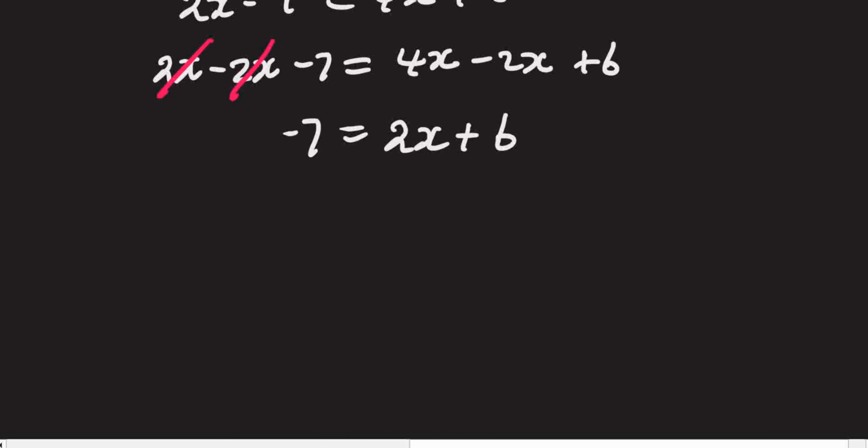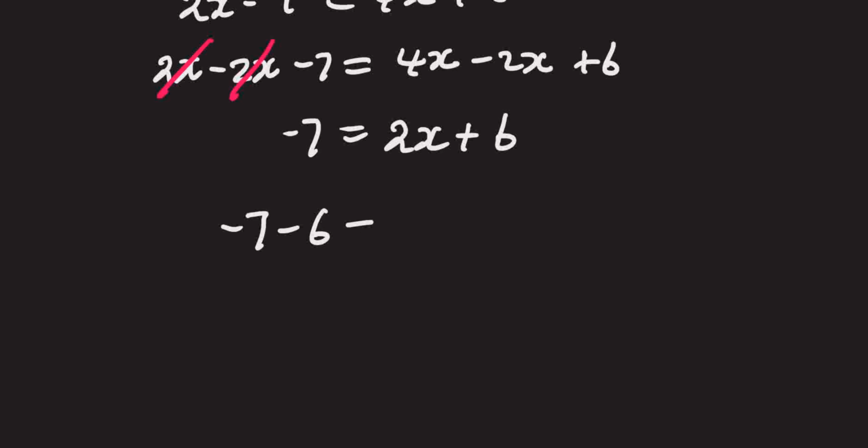So this will become negative 7 minus 6 is equal to 2x plus 6 minus 6. So plus 6 minus 6 is 0.